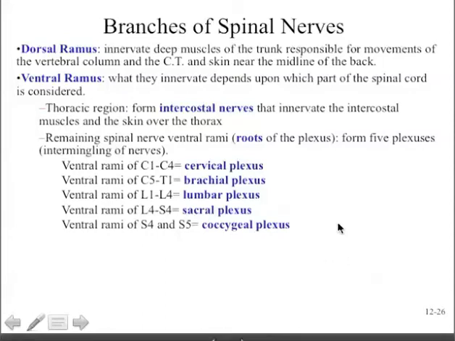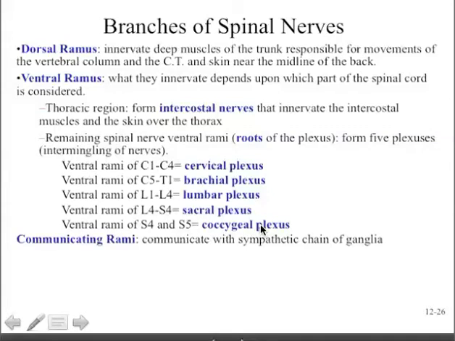Again, knowing your body map will help you locate where these nerve nets are. The cervical plexus near the neck, the brachial plexus serving the region of the arm, the lumbar plexus, the lower back, the sacral plexus above the gluteal region and below the lumbar region, and the coccygeal plexus, of course, the most inferior plexus in the nervous system, serving mostly the lower hips and lower limbs.